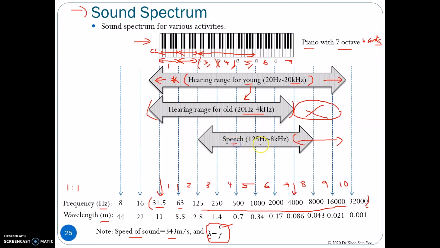For normal speech, the sound produced is normally between 125 Hz up to 8 kHz. For the acoustic lab test, we normally focus on this frequency range.